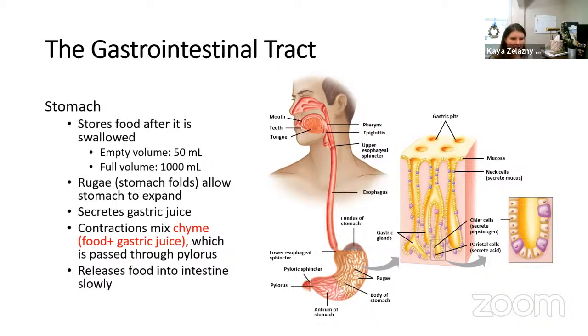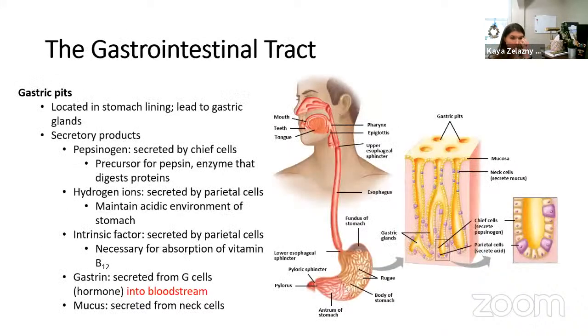It's going to contract to mix together food and this product of the stomach that we call gastric juice, which is made up of mucus and a bunch of different types of enzymes, which is what we're going into right now. So today we're going to be focusing on enzymes that help us digest and break down our food.